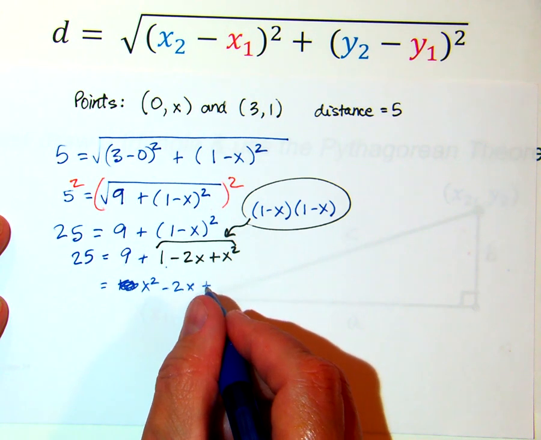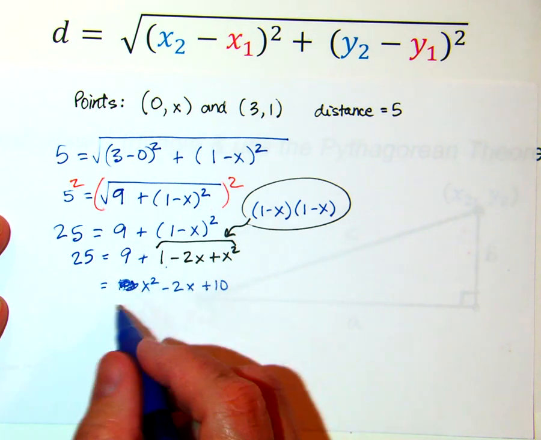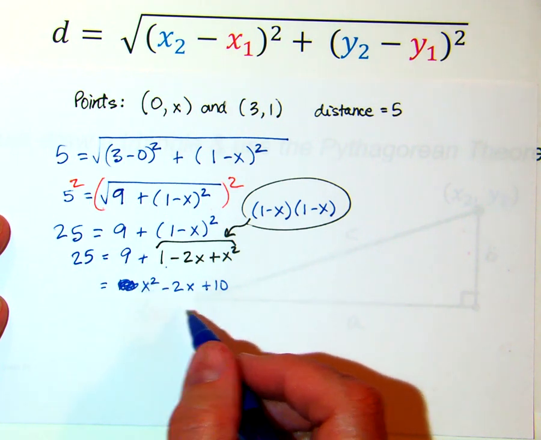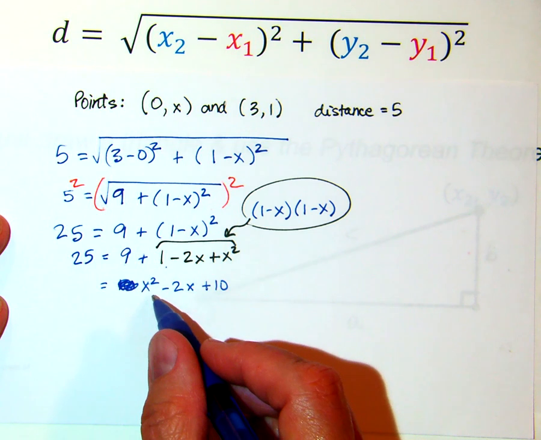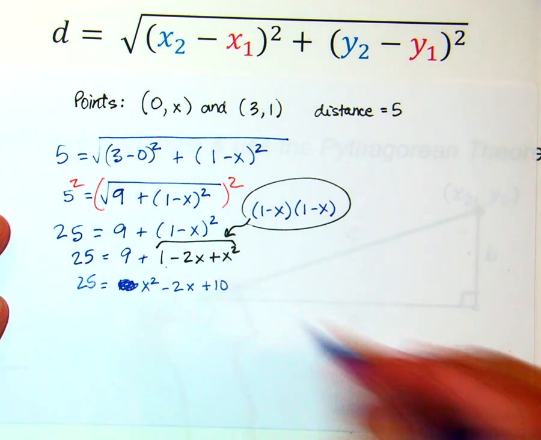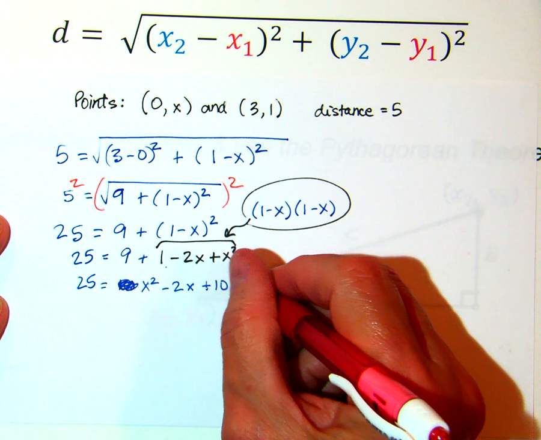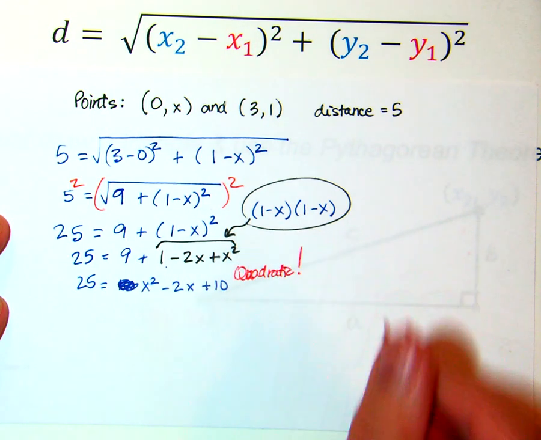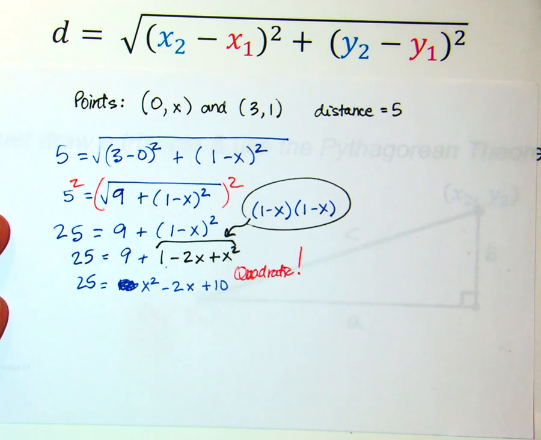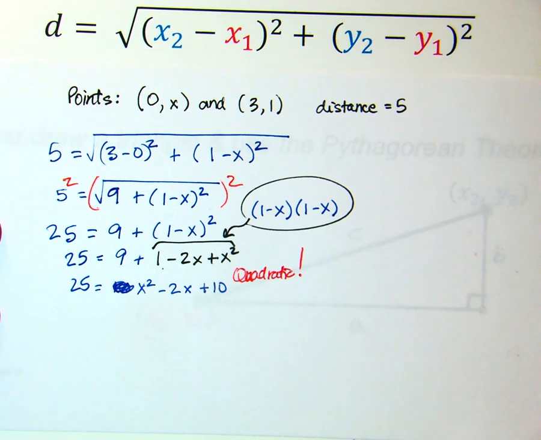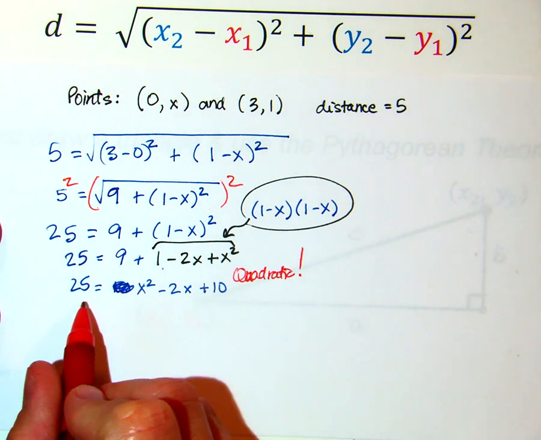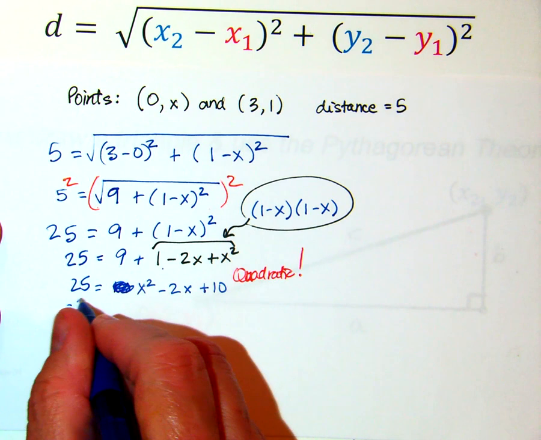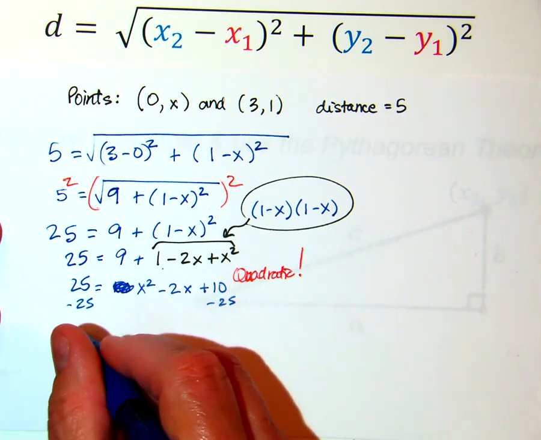Why did I do that? Well, I wrote it in descending order, remember, by the degree of the term. And notice that this has a squared on it. This is a quadratic. Remember, to solve a quadratic, what do you have to do? You have to make it equal to 0 and then probably factor it. So to make it equal to 0, I'll subtract 25 from both sides.